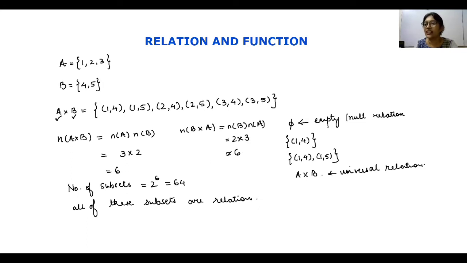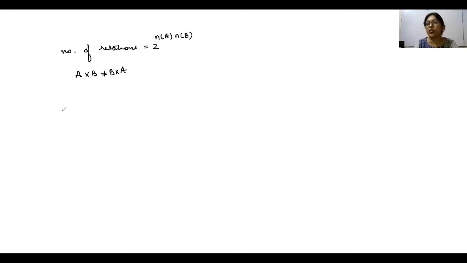Of course, the elements will differ, like in B cross A we will have (4, 1), (4, 2), (4, 3), (5, 1), (5, 2), (5, 3), like that. So the order of the elements here will change, but the number of elements will remain the same. So the number of relations will also remain the same. Of course, the relations will not be equal. Now that is about when we take 2 different sets.